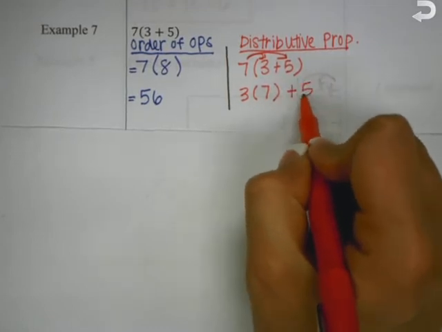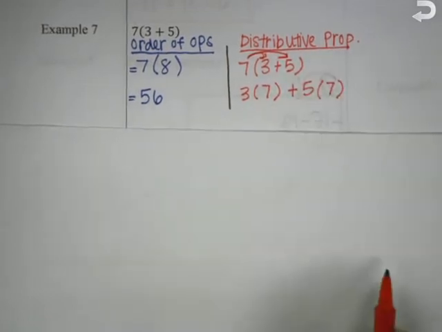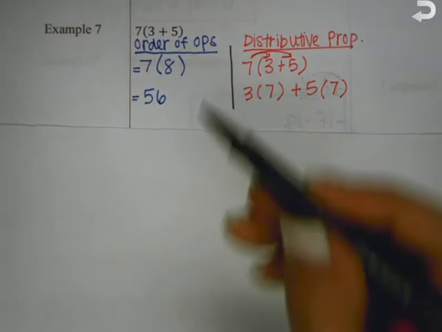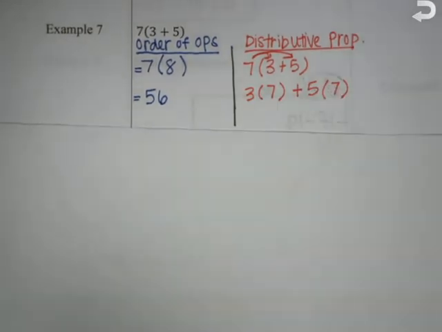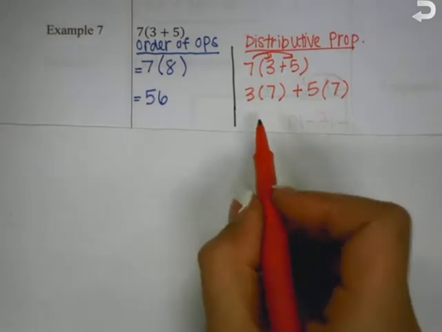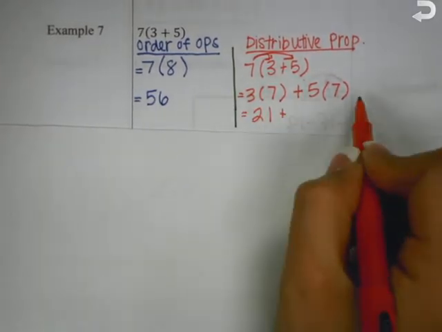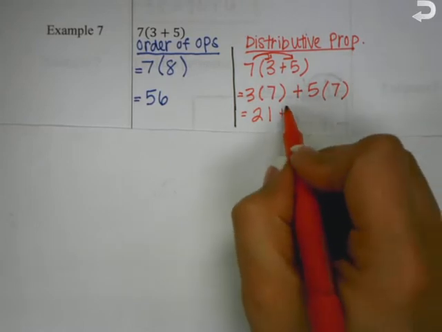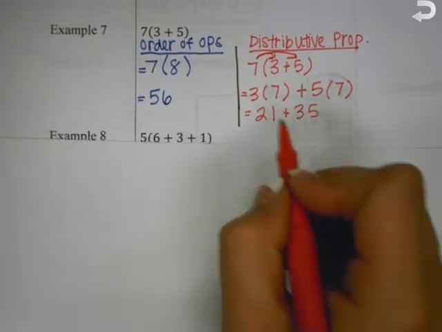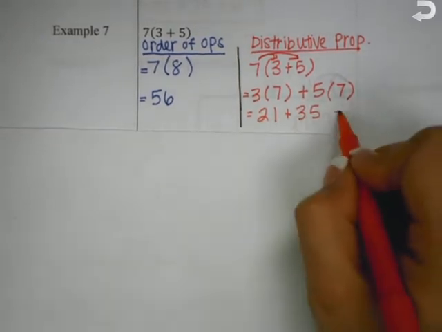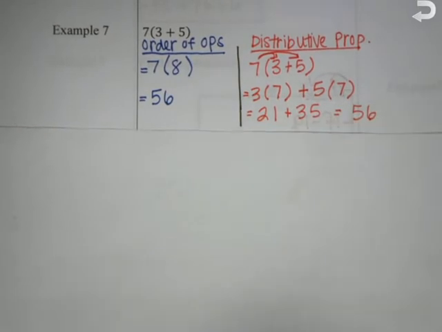Yes. Okay. Hold on. What's 3 times 7? 21. Plus 5 times 7? 35. And what's 21 plus 35? 56. Oh my gosh, we got the same answer. So does it matter which method we use? No. You will get the same answer either way.